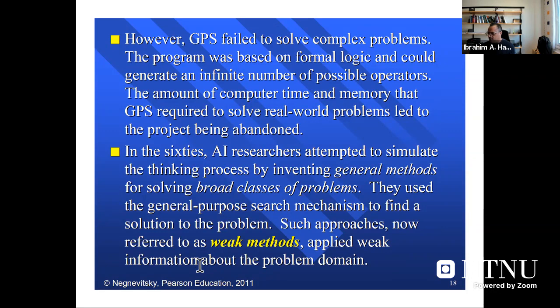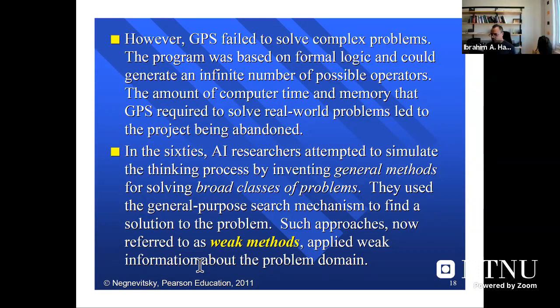In fact, GPS failed to solve complex problems. The program was based on formal logic and could generate an infinite number of possible operators, and the amount of computer time and memory that GPS required to solve real-world problems led to the project being abandoned. I start with a set of rules, those rules generate lots of logic and operators, and rules generate more rules and so on. So the memory will expand and they will require more time for solving it. They built a system which continuously generates more rules. I start with 10 rules, and after 30 minutes, for example, I have 20,000 rules, and the number will continue increasing exponentially. So we need memory space and computational resources which did not exist at that time. It was impossible to develop this GPS, general problem solving.